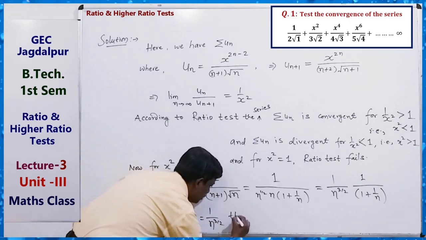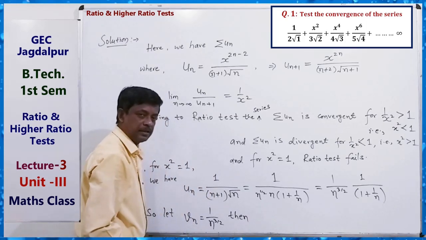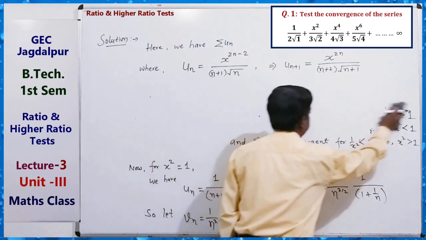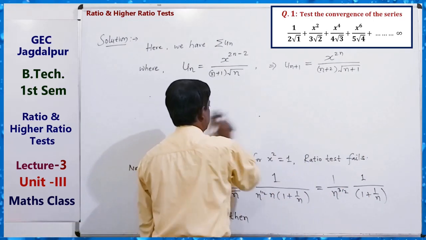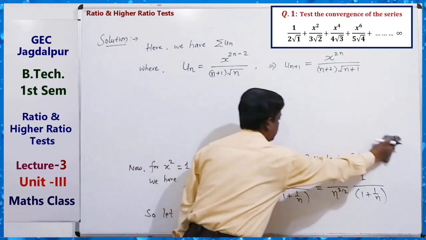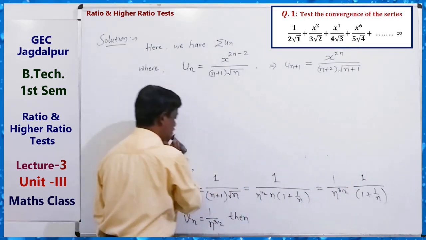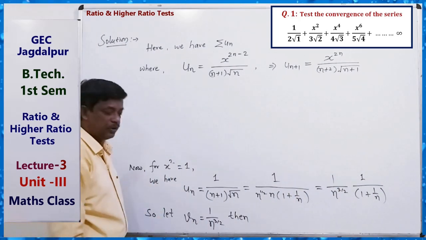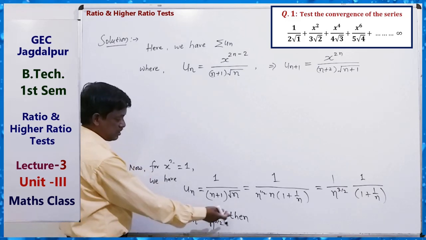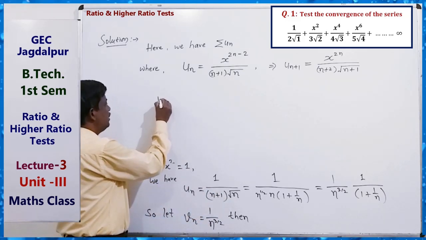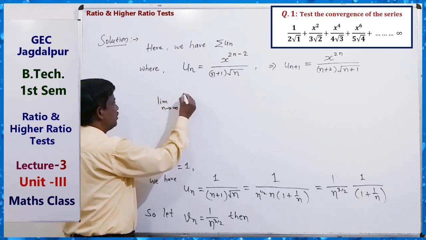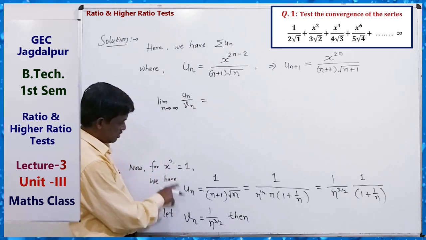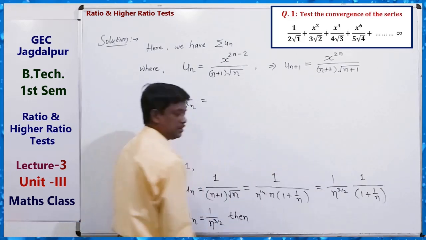Then we are just testing the series for x equal to 1. Let vn equal to this, then limit n tending to infinity of un upon vn equals un this and vn this.